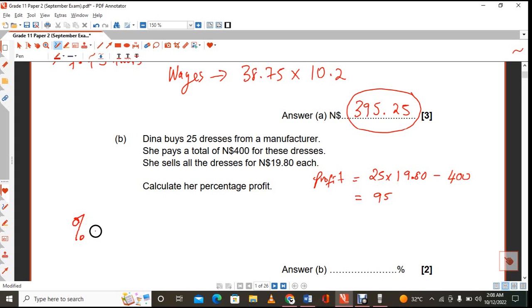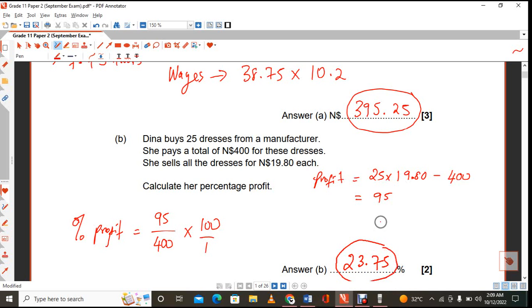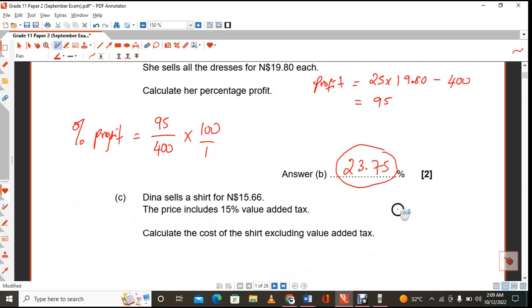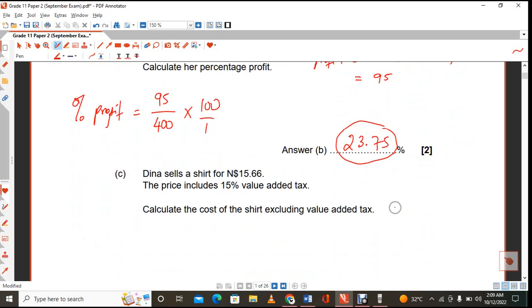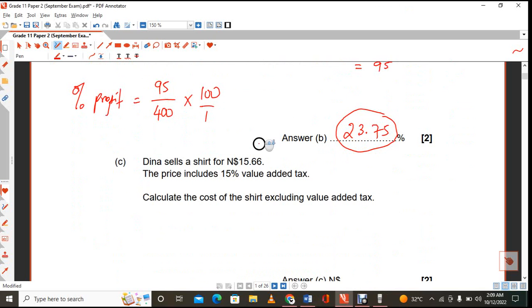So percentage profit is that actual profit of 95 always over the original amount, and you multiply that by 100 over 1. Then that gives you about 23.75% or 23.8, depending on your rounding. Part C says Dina sells a shirt for 15 Namibian dollars 66 cents.